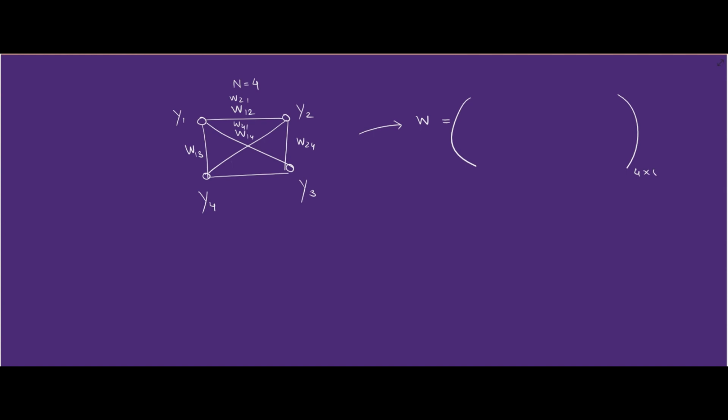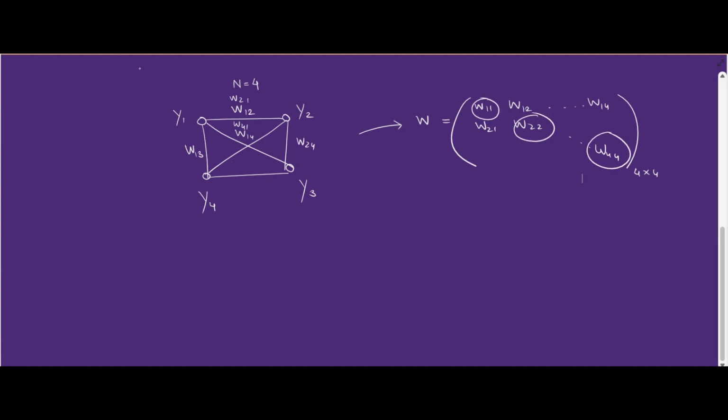So I can write a 4 by 4 weight matrix to denote the strength between the neurons, and it will be something like this: W11, W12 up to W14, W21, W22 up to W44. And these are the diagonal elements, where the restrictions on the diagonal elements is that they are equal to 0 and Wij is equal to Wji.